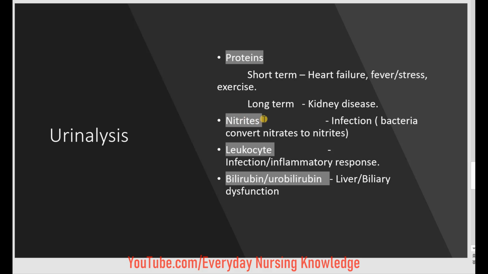Now nitrites. Nitrites are absent in the urine. If present, send the urine for culture. The reason is that bacteria convert nitrates. Nitrates are present in urine, but the presence of certain bacteria converts nitrates to nitrites. So if nitrites are present, send the urine for culture and rule out infection.